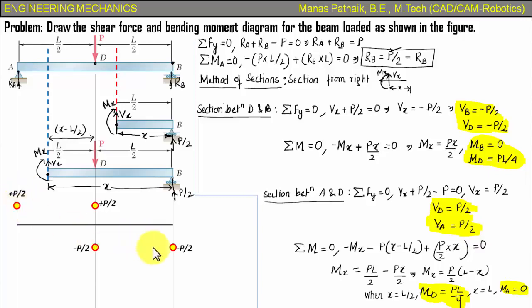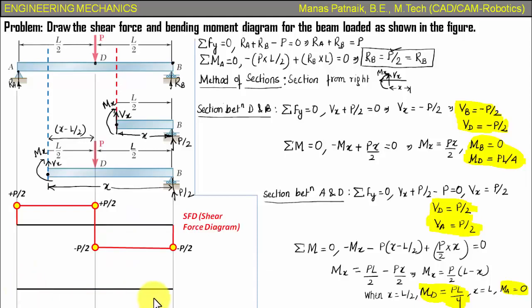All right, and when you join all of this with the help of simple straight lines, you're gonna have this. That's it. So this essentially is what you call the shear force diagram. This is negative shear and this is positive shear, you can say. All right, and the shear force is changing its sign at this point, at point D itself, or at a distance of L by 2 from either end, from the left or from the right.